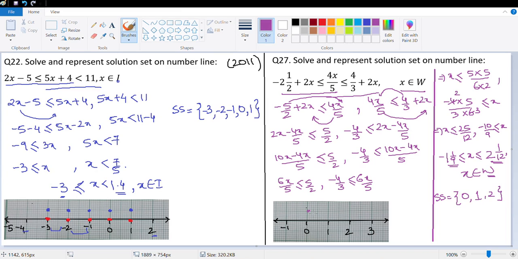So I will mark 0, I would mark 1 and I would mark 2. Please note I have a number pre and I have a number post. Let's look at the next question.